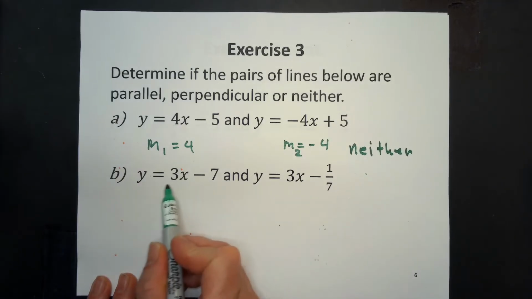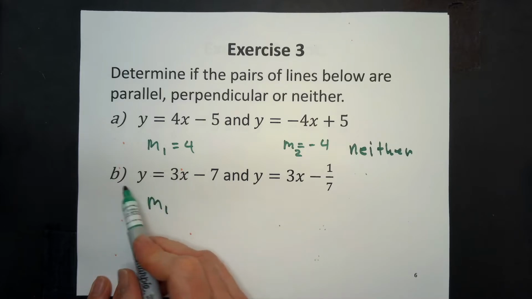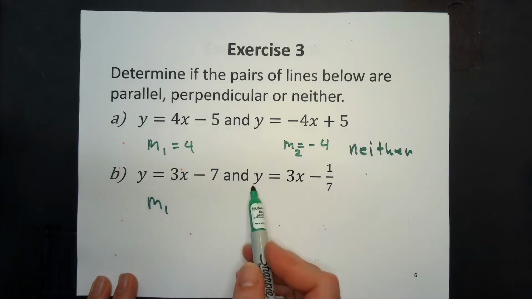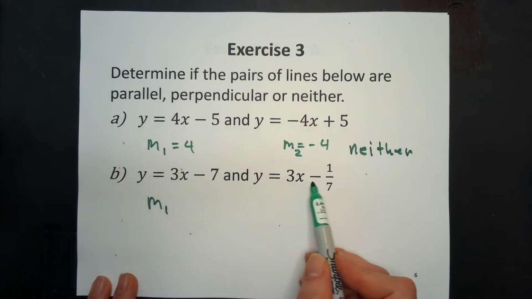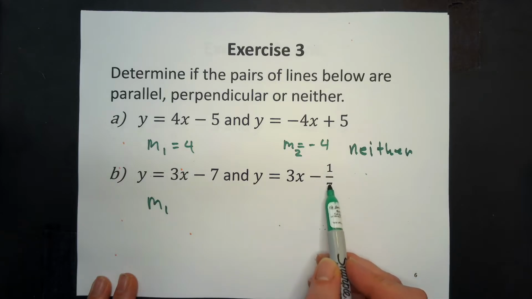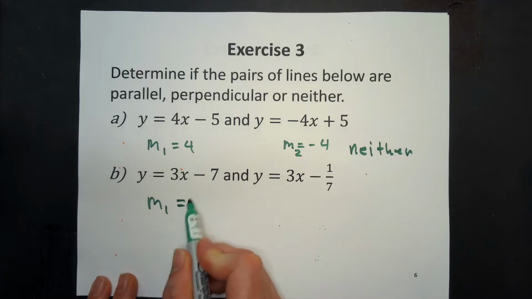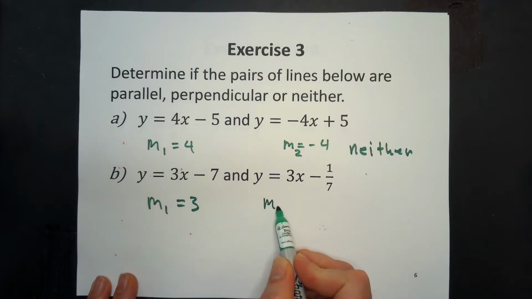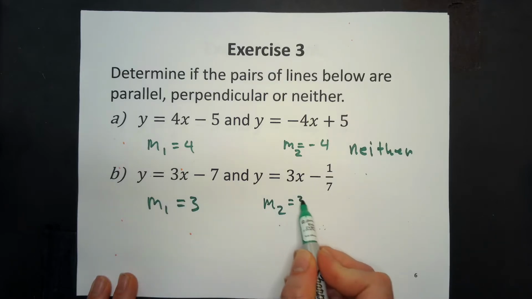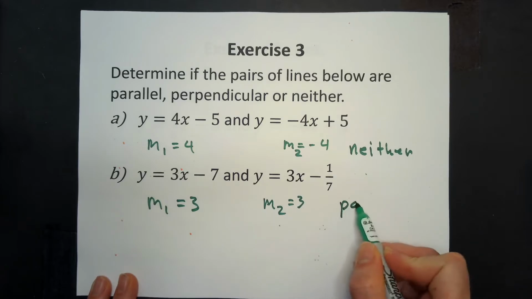And they're not the same, obviously. Here we have m1 for b. We have y equals 3x minus 7 and y equals 3x minus 1/7. So 1/7 and 1/7 may make you think they're parallel, but remember, we're looking at slopes. So m1 is 3, m2 is 3, and so that means that they're parallel.